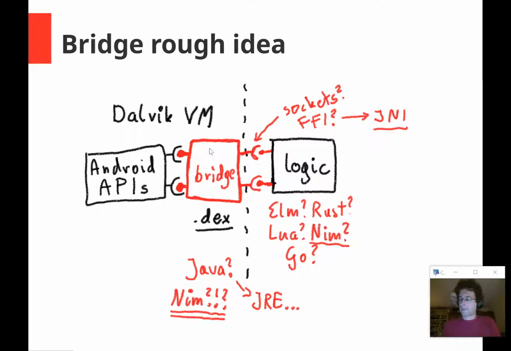So my idea here was, what if I could somehow make this bridge part be automatically generated? So I don't have to ideally write it in Java, just have it magically done by computers. So that's what I wanted to do.